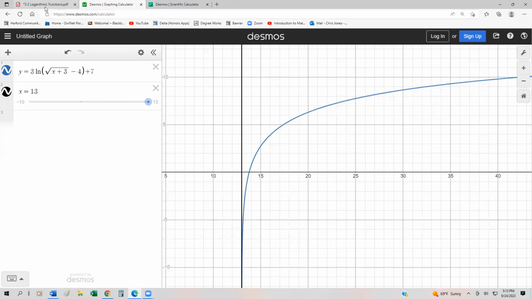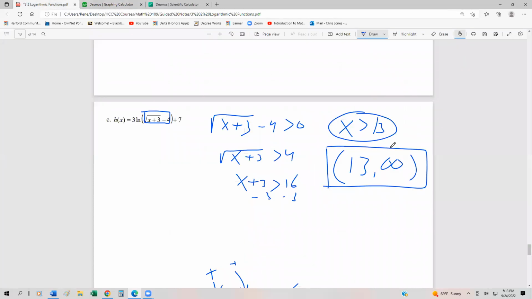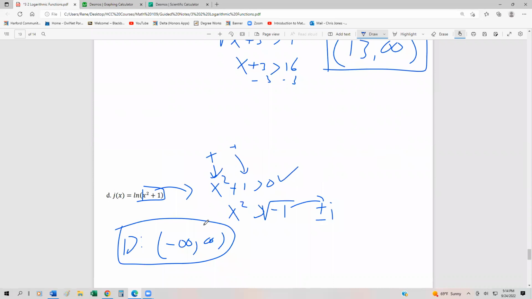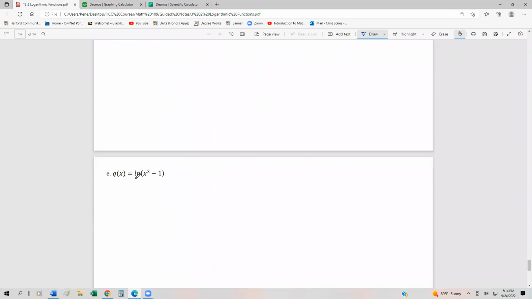All right, so that's how you can check it graphically on your calculator. It's just by graphing the function and then making sure that what you got makes sense in the graph. All right, now, one last example.